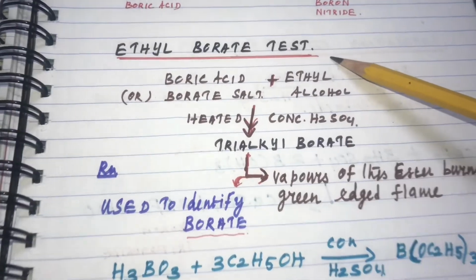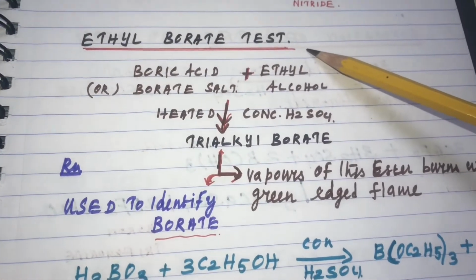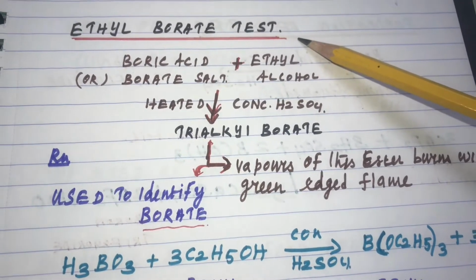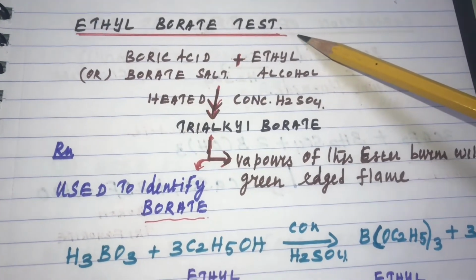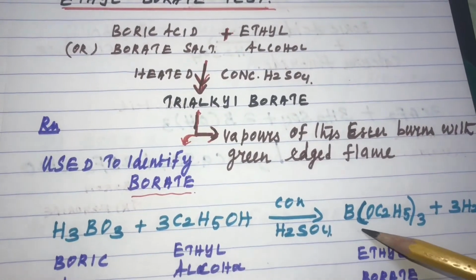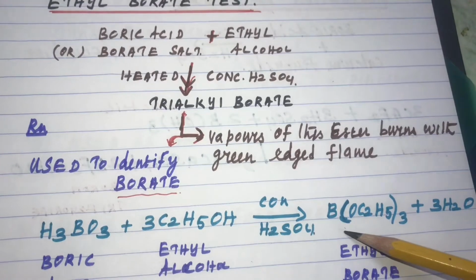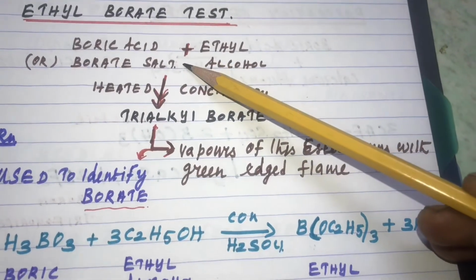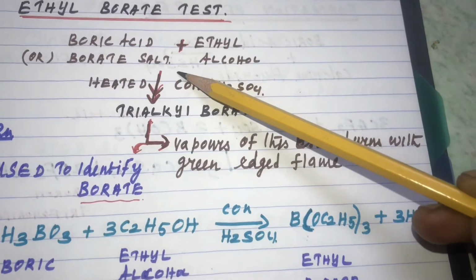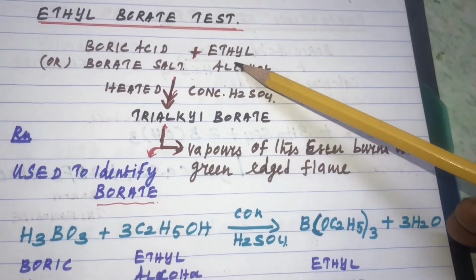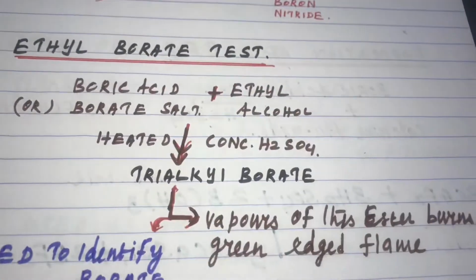Next one is the ethyl borate test. What is the ethyl borate test? The ethyl borate test is one of the lab tests to identify the borate radical. Here, boric acid or a salt of boric acid, called a borate salt, is reacted or heated with ethyl alcohol.